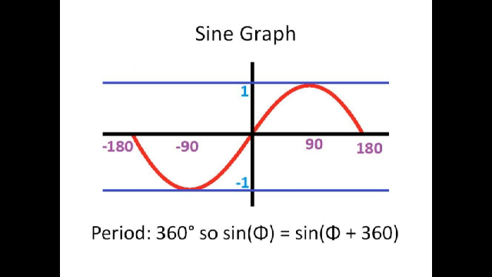This is one period of this sine graph. The period's 360 degrees, so sine of theta is the same as sine of theta plus 360. If you use this graph, you can see that there'll be two values of sine theta that equal x for each 360 period. And because the graph is symmetrical about every 90, like plus 90, minus 90, you can tell what the other value is.